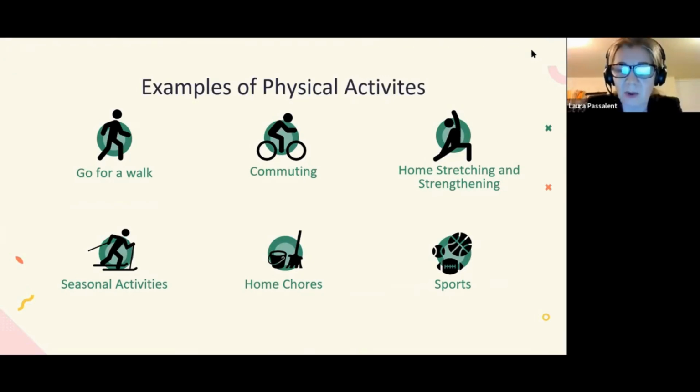Commuting, as mentioned before, so walking or biking to or from work. You can park further away from your work entrance and walk in a little bit further, or get off one stop earlier if you're riding on transit.